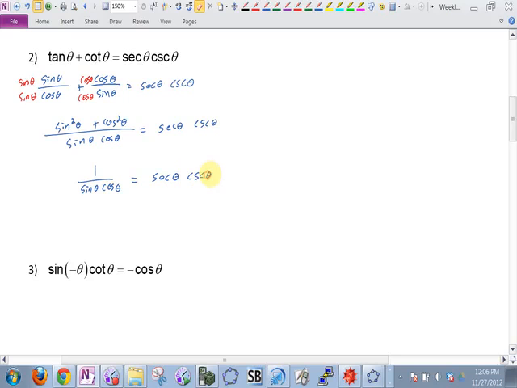Does everybody agree that 1 over sine cosine is the same thing as 1 over cosine times 1 over sine? And so therefore, on the left side we have secant cosecant, and that's the end of our proof. So that one was pretty simple. A lot of people did pretty well with that. Just get a common denominator, add them together, Pythagorean identity is 1, you're good to go.